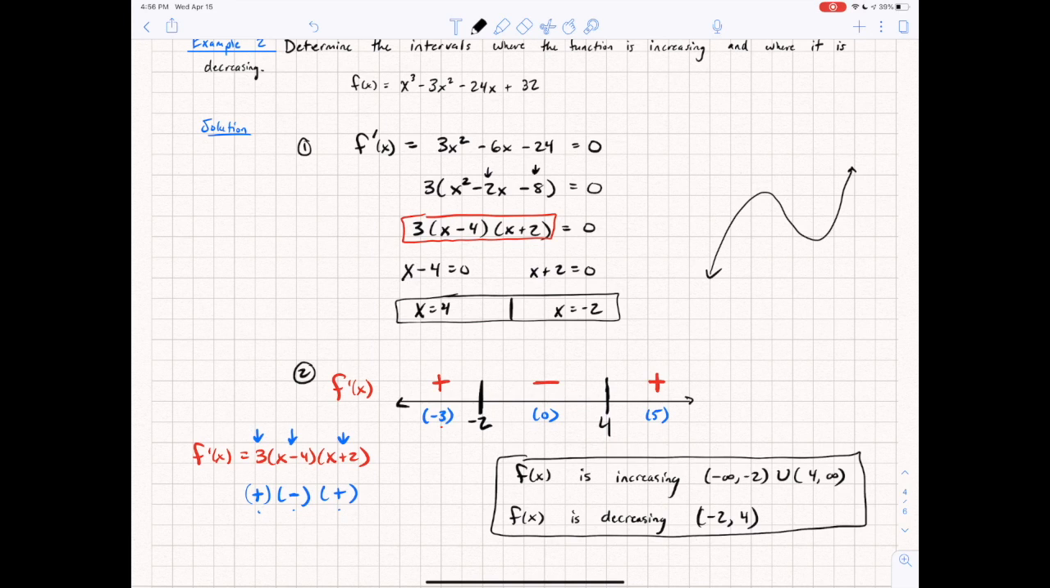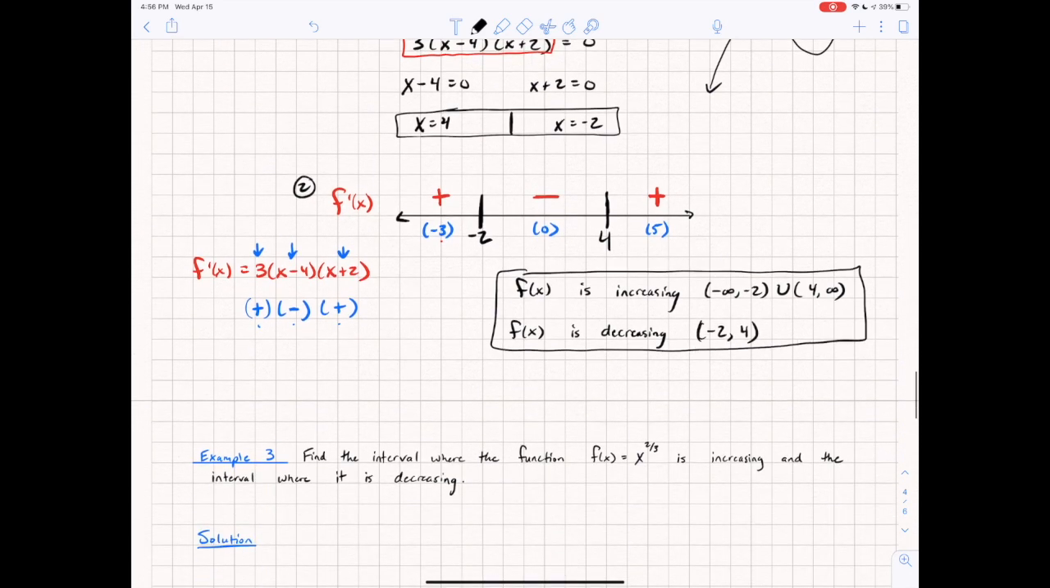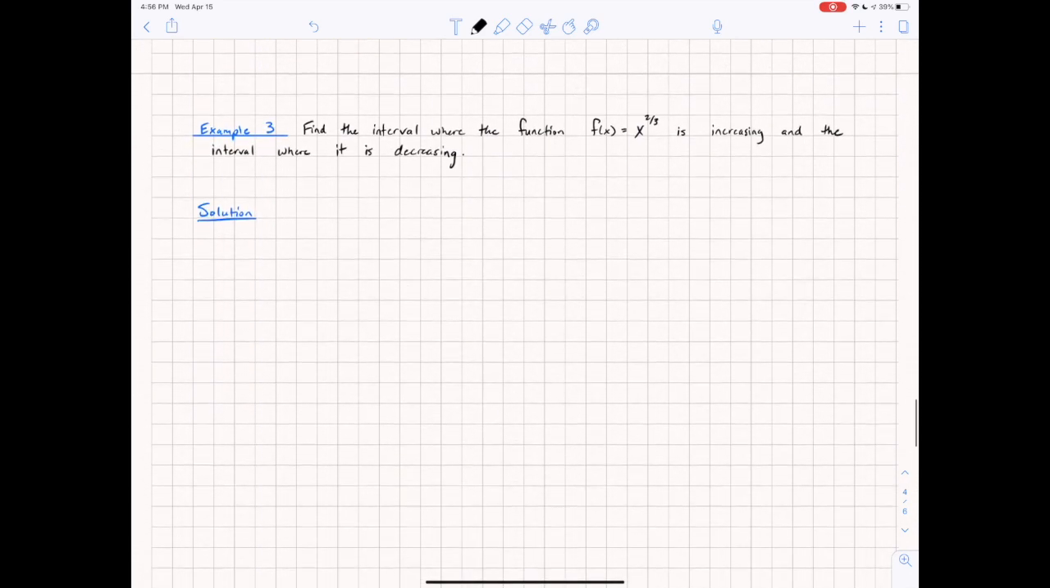All right, so let's take a look at example 3. Example 3 says, find the interval where the function f of x is equal to x to the 2/3 is increasing and the interval where it is decreasing. Now the difference between this one and the original problem is that in the original problem, we could find the zeros. We could take the derivative and set it equal to 0. Now this one, that's not actually going to happen.